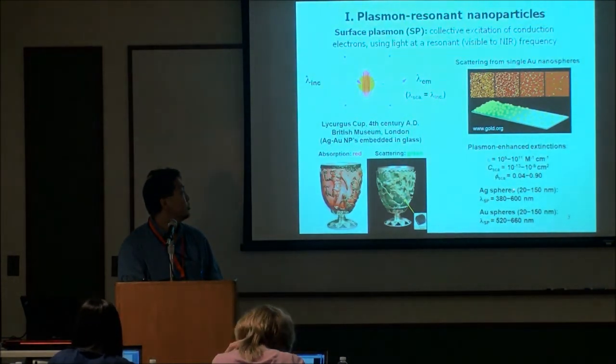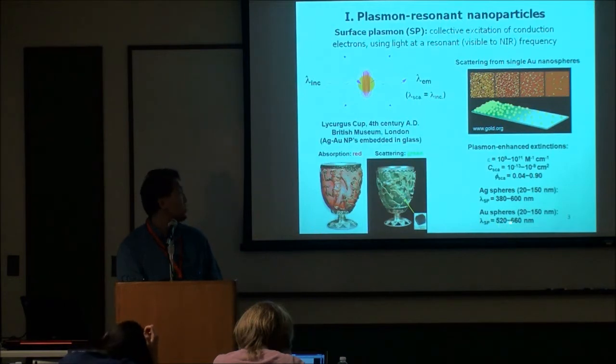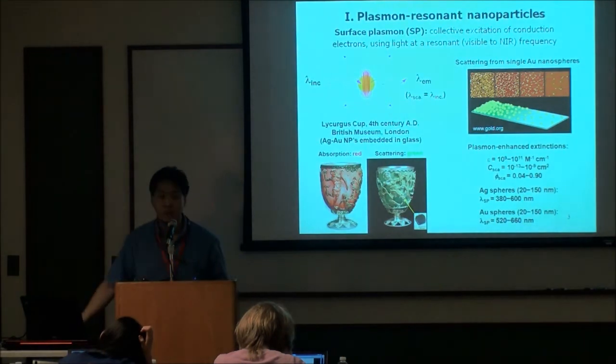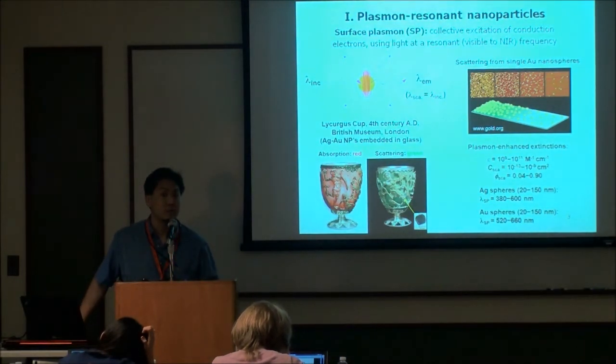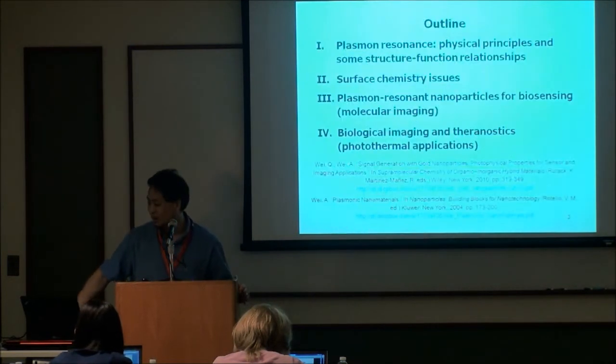For silver, which is not as popular as gold, this really spans the visible range, starting at 380 nanometers, and as the particle size goes up, you'll see a shift toward longer wavelengths. In the case of gold, you start at 520, which is a little bit higher, and as the particle size goes up, you can go to 660 nanometers, or actually into the near infrared. We'll go over the different physical parameters that cause these wavelengths to shift. And the wavelength, of course, is very important as we try to couple this to imaging modalities.